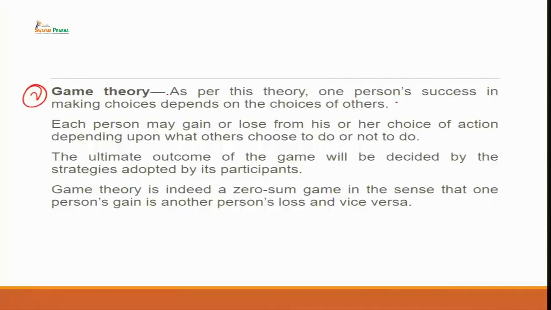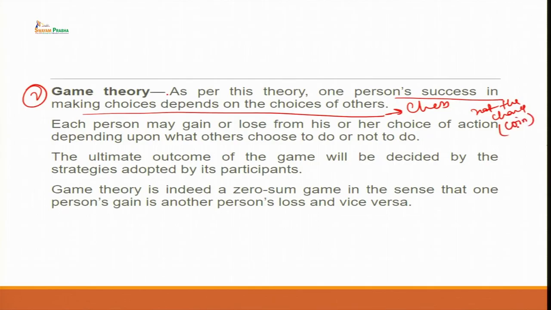So, as per this theory, one person's success in making a choice depends on the choice of the other person. Like your friend, if he does not choose to go ahead with that position, then your choice is implemented. Now, here the decision maker employs games of strategy. Similarly, as we play the game of chess, that strategy is applied, but not chance as in the case of a coin. In a coin toss, we take a chance, and that is not applied in game theory. In chess, we apply strategy, and that is what is taken into game theory.